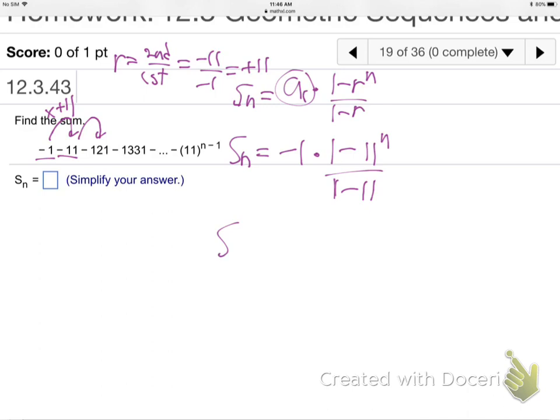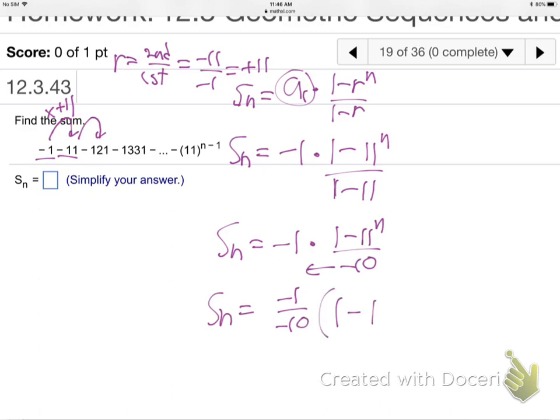Okay, yeah. So now the bottom is negative 10, right? Just 1 minus 11, negative 10. And then I would just bring this guy over here, so it'd be negative 1 over negative 10. And then you can leave the other part separate. See what I did there?